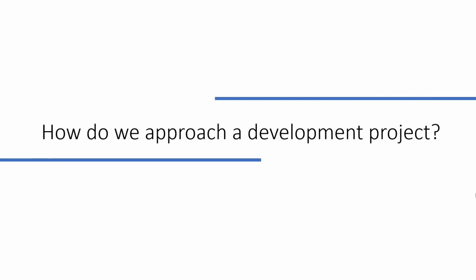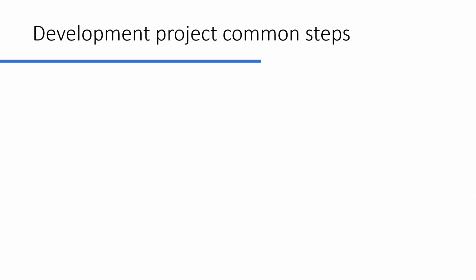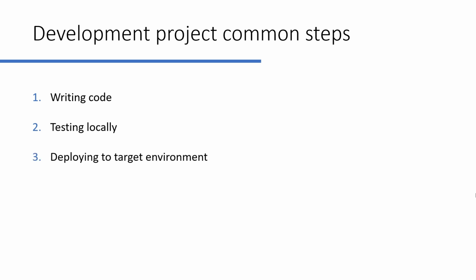Before we take a look at Azure Developer CLI, let's see how we approach a development project. This is a simplified version, but it represents the basic steps involved in a development project. The first step, we write code. Then we perform local testing of our application. Then we deploy to a target environment, like the staging or QA environment. We perform acceptance testing, and we perform the release of the application to the wild.